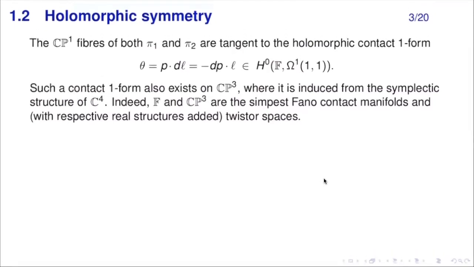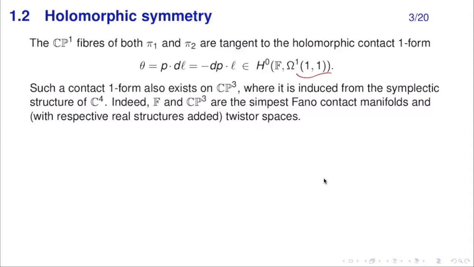O(1,1). And I can define it just to be P times dL minus dP times L. And that tells you immediately that the fibers of the two projections I talked about lie in the contact distribution, because if L is constant or P is constant, the contact form is 0. The annihilator of the contact form is the contact distribution.